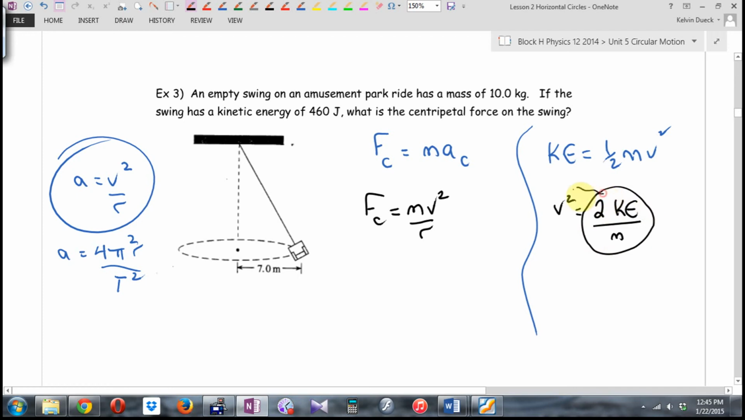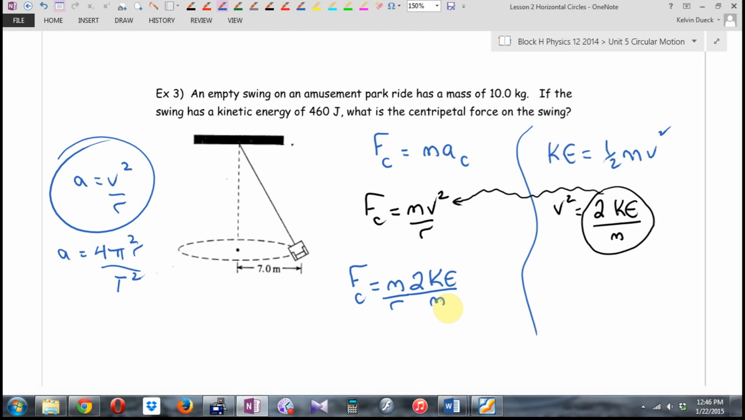Why don't I plug that in here? Here's a new equation, not on my formula sheet. I'm not going to write it down. I can derive it. Fc equals m over r, and then I have 2ke over m. Wait a minute, Mr. Dueck, don't you need to square that? No. I substituted v squared for v squared, right? So I don't need to add an extra squared. Anything you notice here?